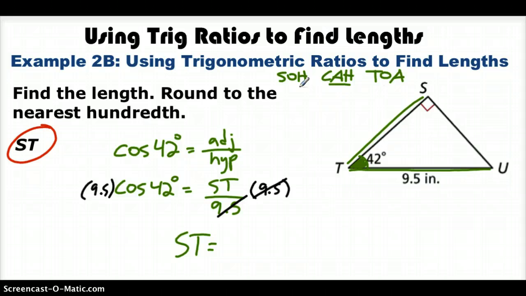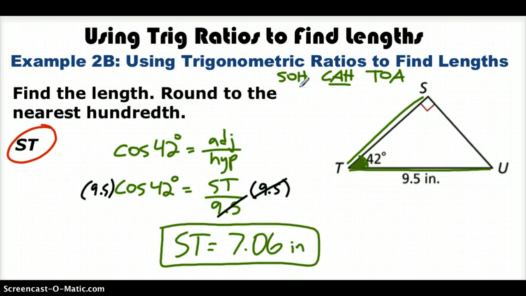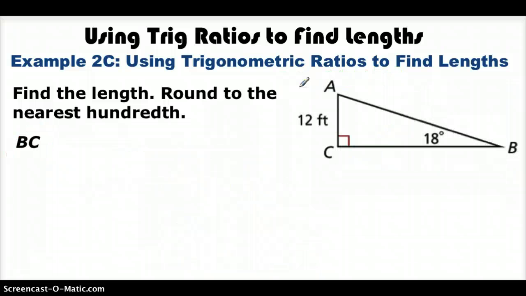So I'm going to put 42 cosine first. That results in about 0.74, and I'll multiply that by 9.5. My final answer here is 7.06 if I round it. So 7.06 inches, and that's the leg. It's just a little bit less than the hypotenuse, and to me, that makes sense. Let's take a look at one last example here, see if it helps us out.